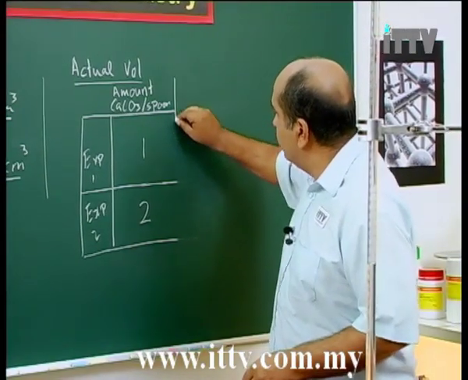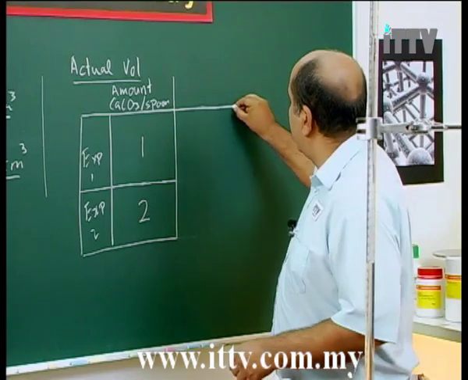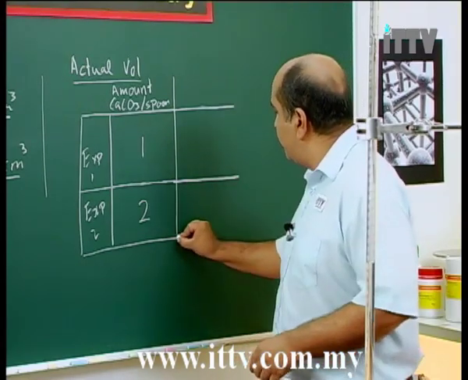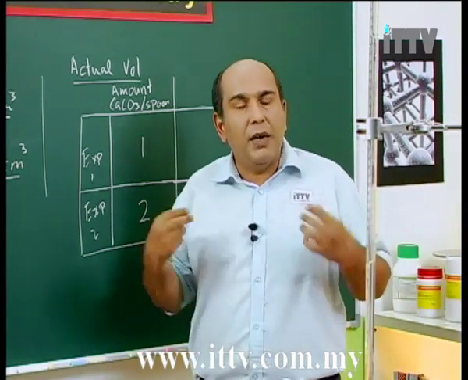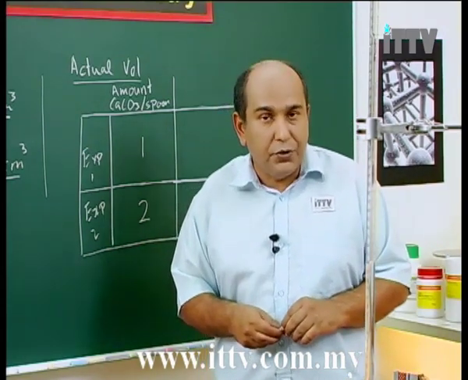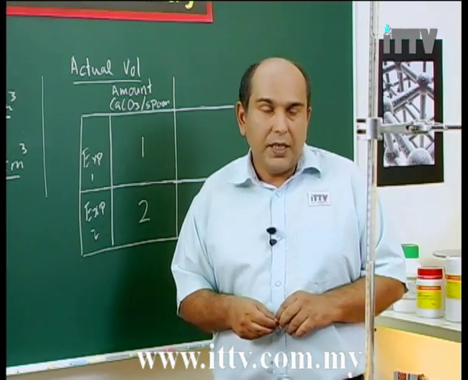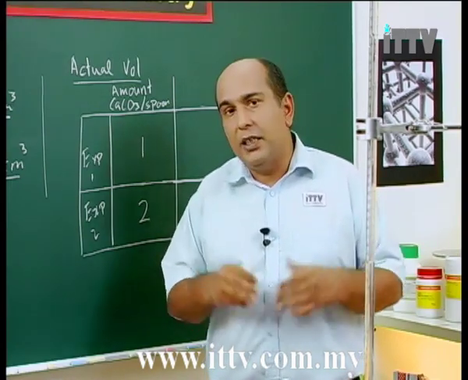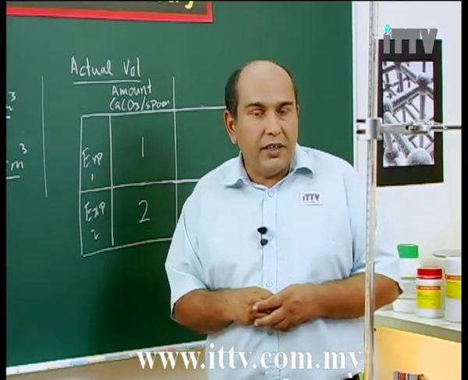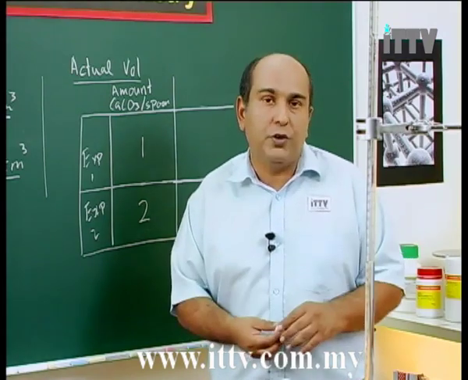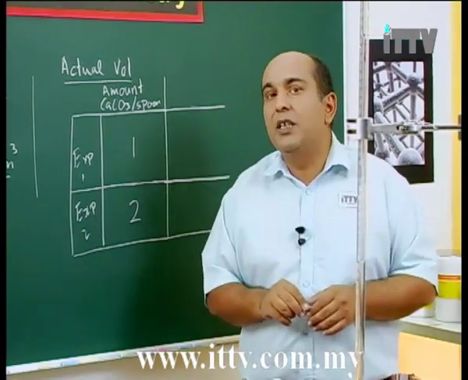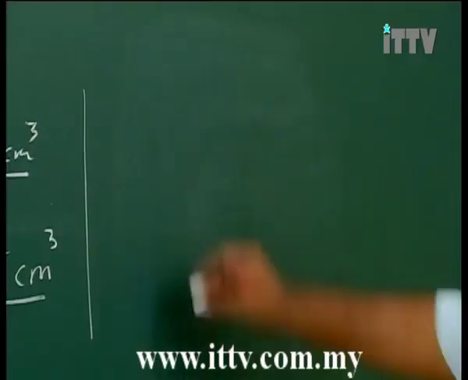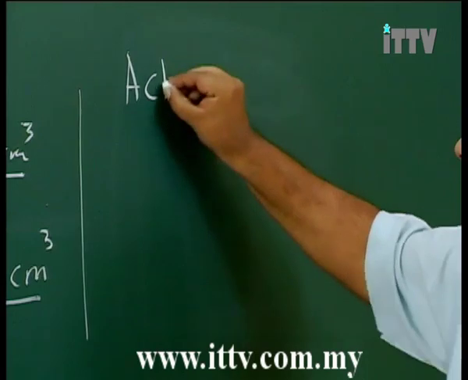Now the second column that you're going to create here, this needs to show the responding variable, which is the amount of gas that actually was produced in each experiment. Now in this case, what we have is an initial volume, a final volume, and then the actual volume that we're going to use. But for simplicity's sake, we're just going to put down the actual volume.